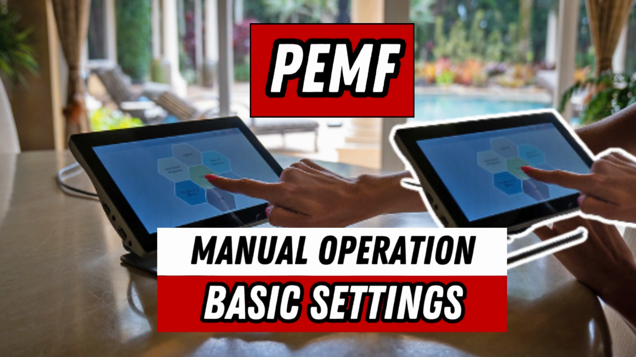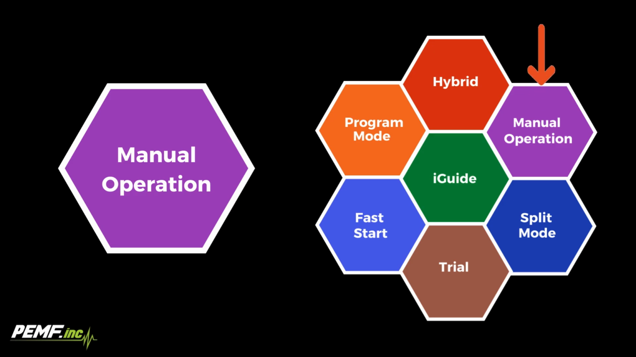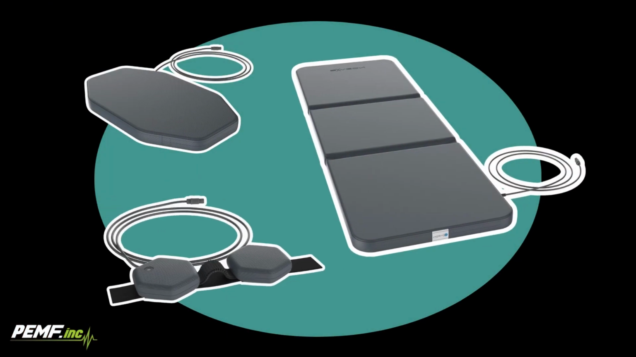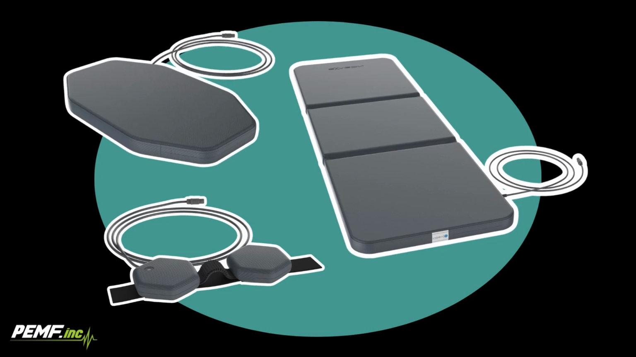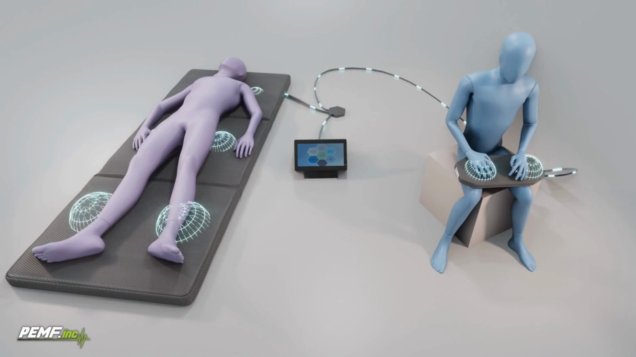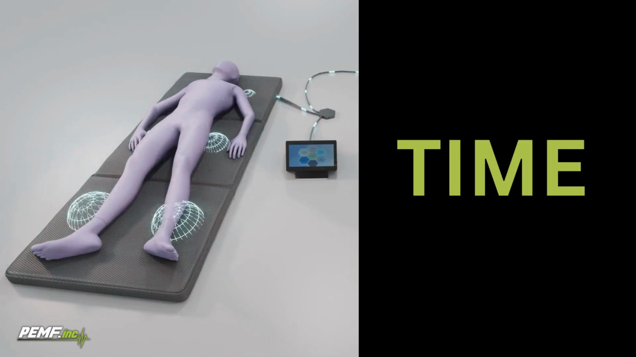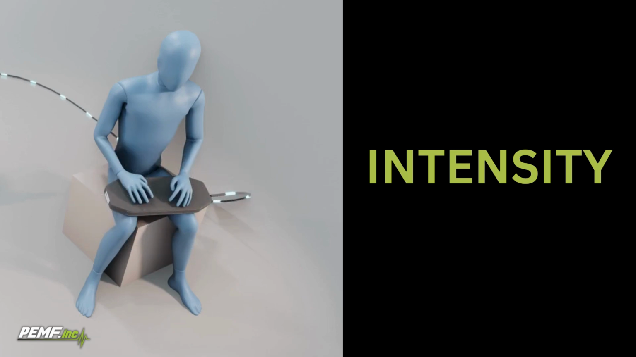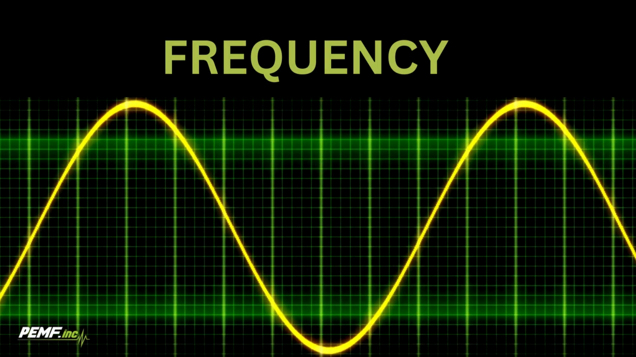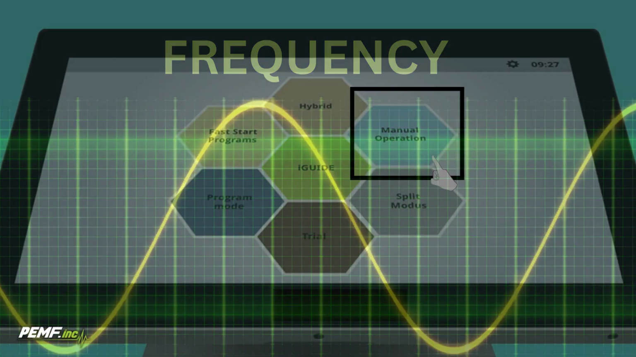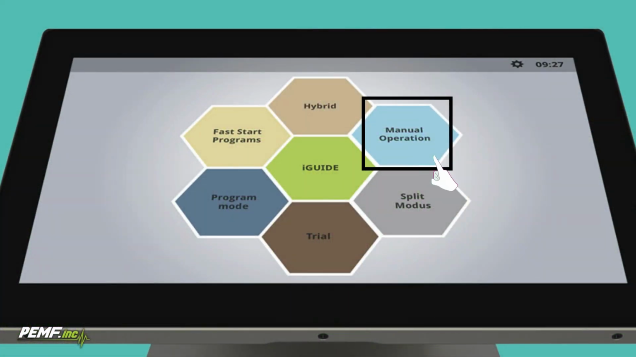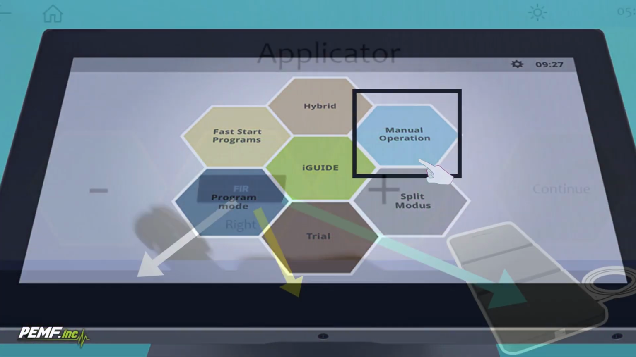The manual operation icon is available on all of our PEMF systems. You can select one of the three applicators. It provides the option to select the parameters, such as the treatment duration, the magnetic field intensity strength, as well as the organ clock frequency setting. To get started, tap the manual operation button on the home screen.